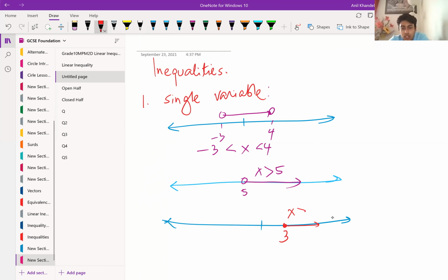So we say x is greater than or equal to 3. On the other side, we can have x is less than or equal to, let's say this point is -4, so -4. So we could also have a solution something like this, correct? So in a single variable, the idea is we are representing the solutions on a number line, correct?